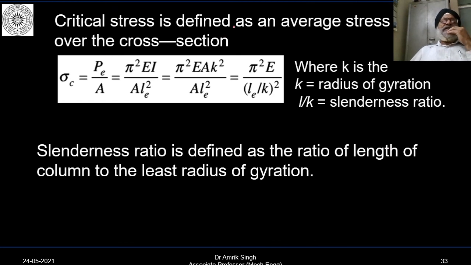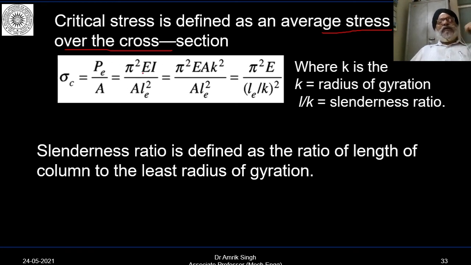Now the critical stress is another term, which is defined as the average stress over the cross section. So critical stress sigma c is the Euler load upon the area of cross section. We can put this value for the pinned structure, or rather, this is a general formula for the Euler equation.